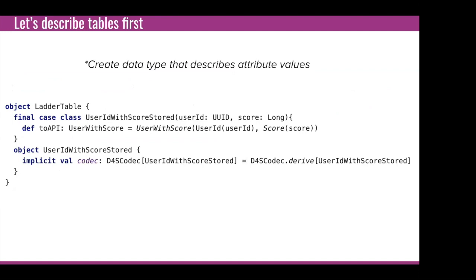We also need to take care of decoding and encoding the data types that we want to store in the database. Here you can see we provide codecs that use a Magnolia backend to derive type classes from the case classes. We also provide a Circe backend. If you want, you could just import the D4S Circe package.